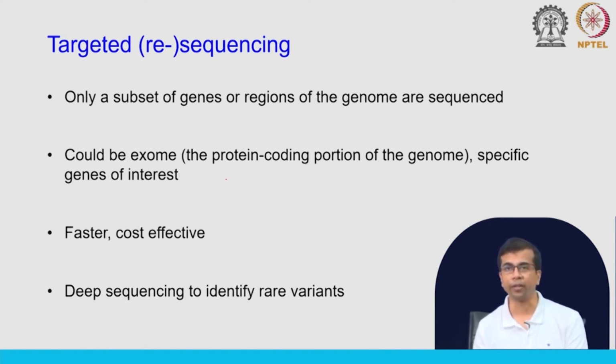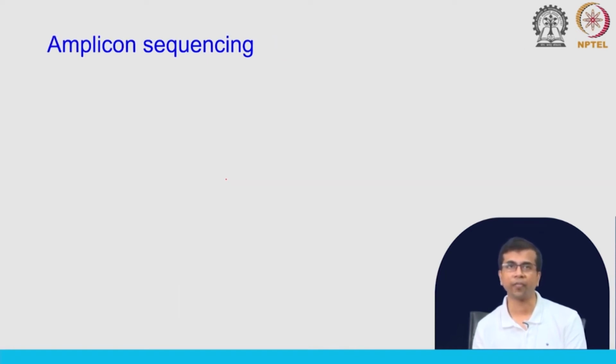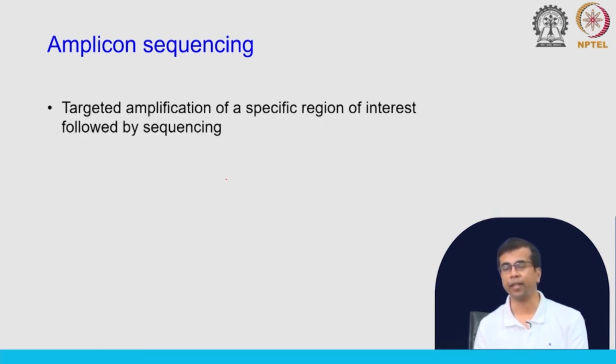So, once you do deep sequencing, you can identify this rare variant in the populations. Similarly, there is a related term which is called amplicon sequencing. This is again related to targeted resequencing, where we amplify only a specific region of interest and then we sequence that region.